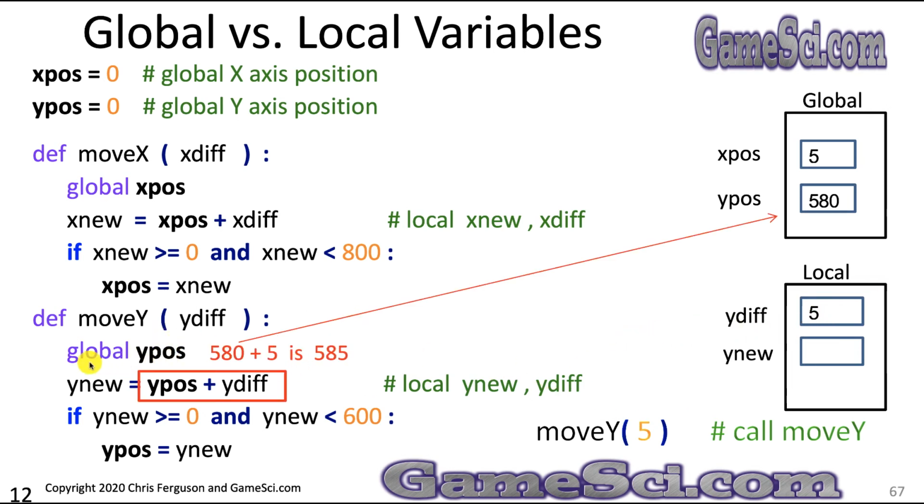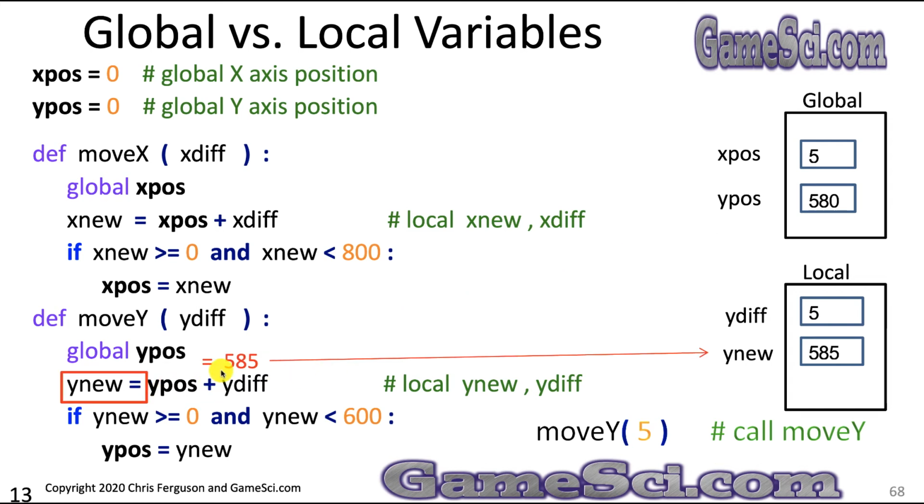Inside the code, we declare a global Y position. What are we doing here? We're saying if we update the Y position variable, we want to go ahead and use this global version. Do not create a local copy of Y position. Use the global variable Y position, and you can see the 580 comes out of that global variable and provides the first argument to the addition. And then we add to it the parameter ydiff, which is 5, and we get a new value of 585. That 585 is assigned to the local variable ynew.